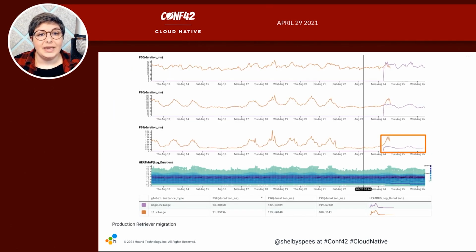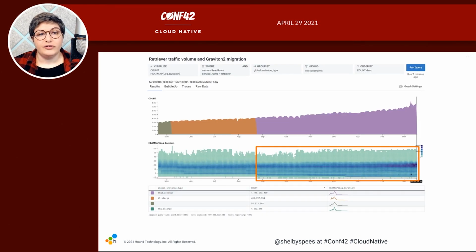And Retriever immediately saw a significant improvement in tail latency under load. Those weekday bumps just totally flatten out on the P99 graph. Zooming out again, our traffic volume has increased significantly over this past year. We're approaching triple the workload on Retriever compared to when we started. But look, our tail latency is staying the same. It's just holding steady. So that's fantastic.